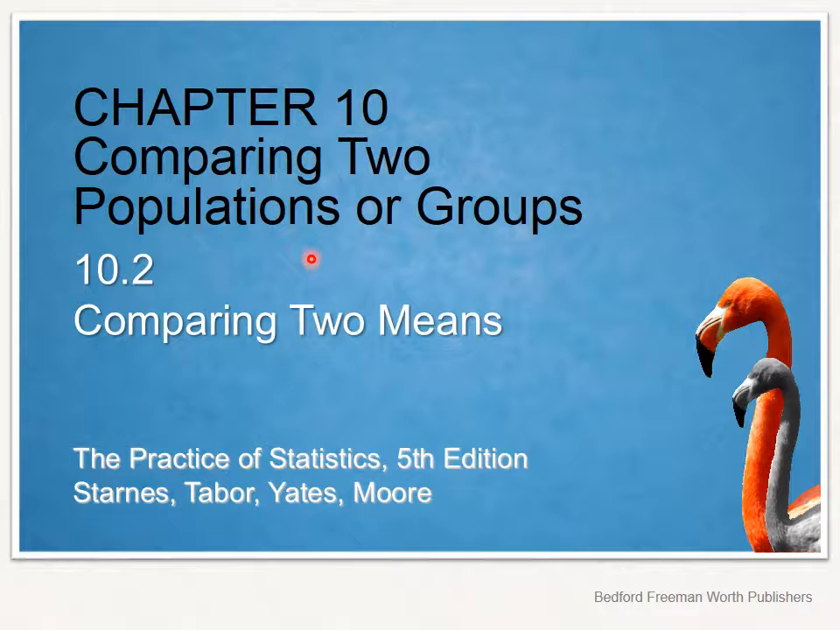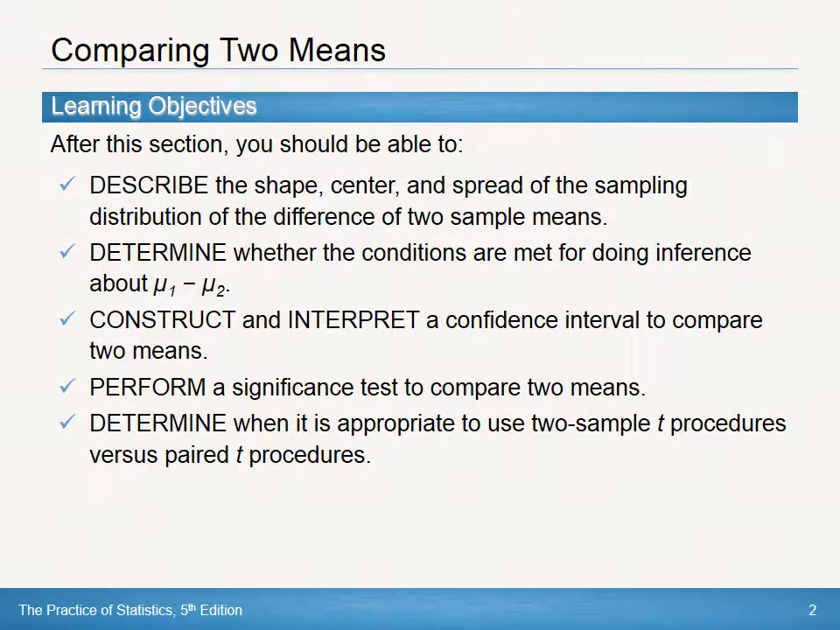In this section, we are talking about comparing two different population means. So again, the objectives for this section: describe the shape, center, and spread of the sampling distribution of the difference of two sample means. Determine whether conditions are met for using inference about the difference of two means.